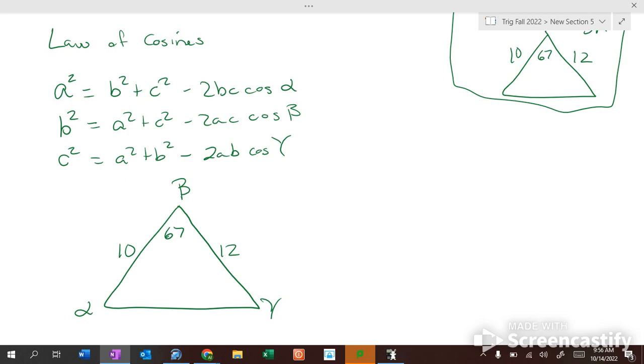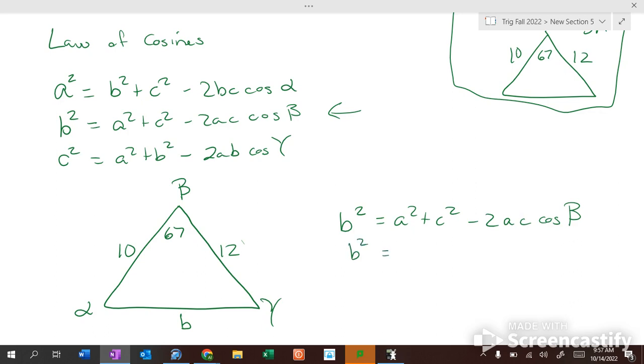Okay? So, if I have side angle side, what am I looking for? Well, I'm looking for side B, alpha and gamma. Since I know these, I want to find side B first. So I'm going to use this middle law of cosines. So B squared equals A squared plus C squared minus 2AC cosine of beta.